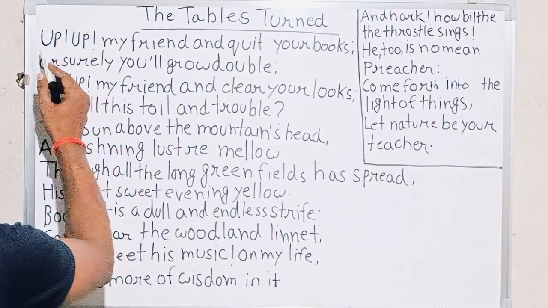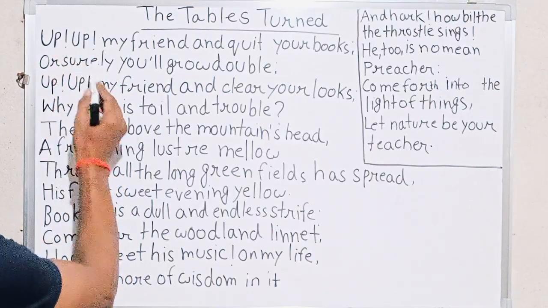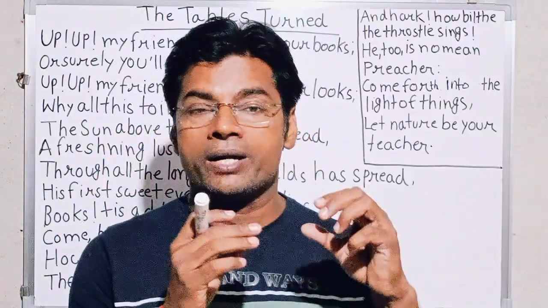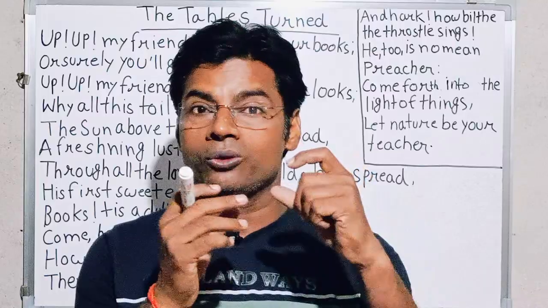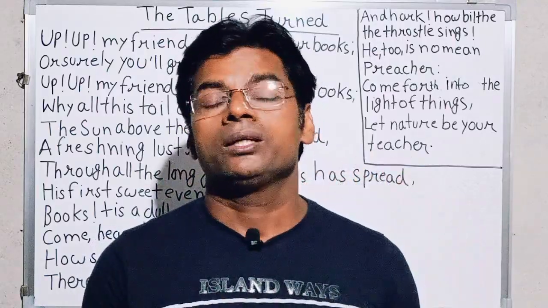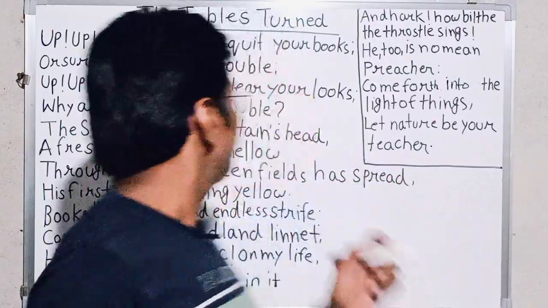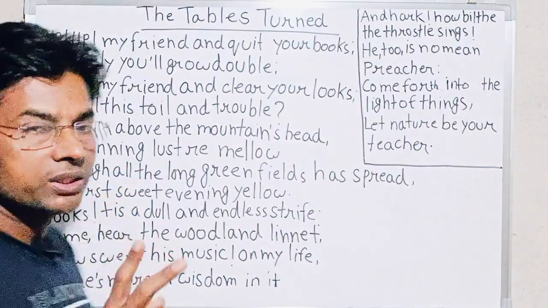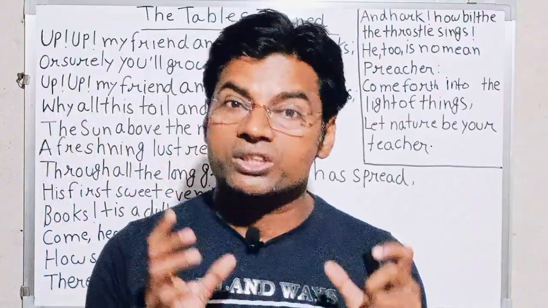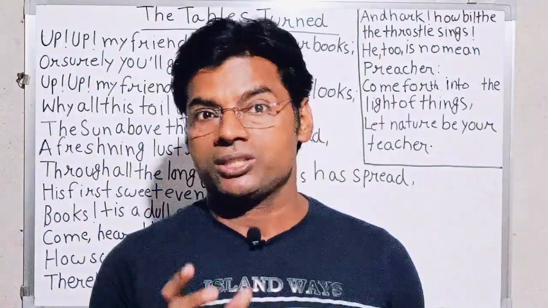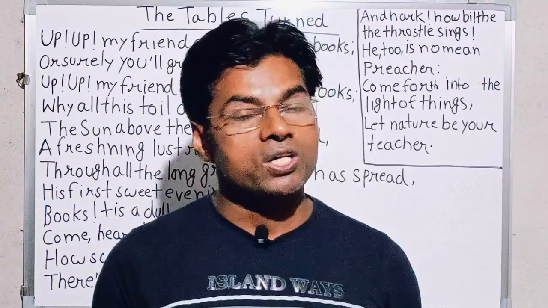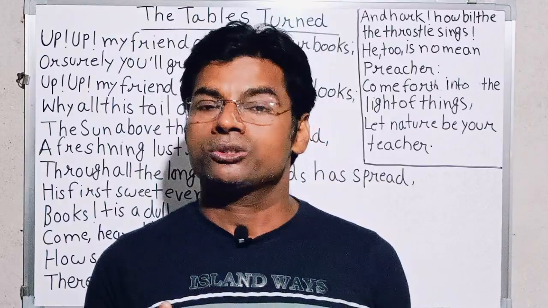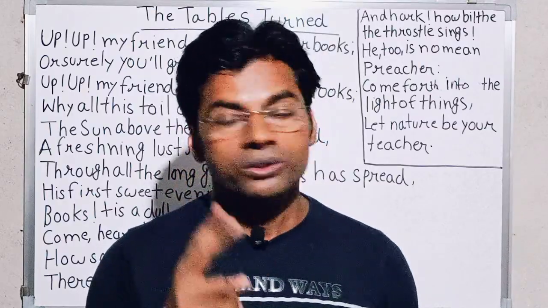See, the poem begins with a spondee, a pattern of two stressed syllables. So see, the first two words have two syllables, and both of these syllables are stressed, meaning accented. So the poem begins with a spondee, a pattern of two stressed syllables.